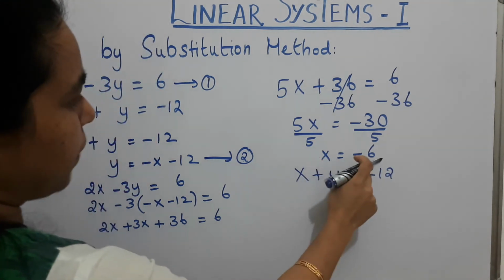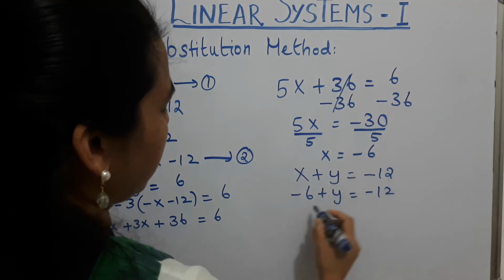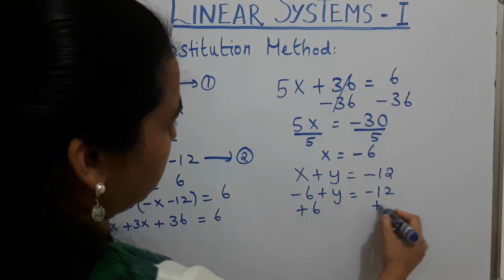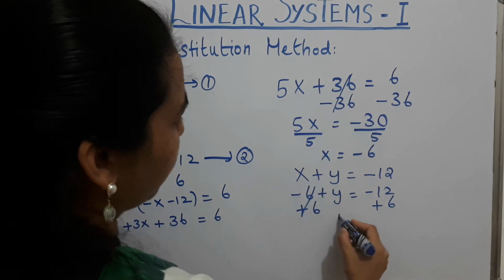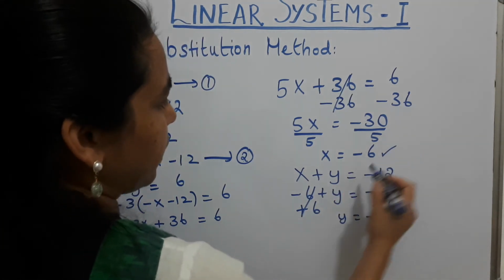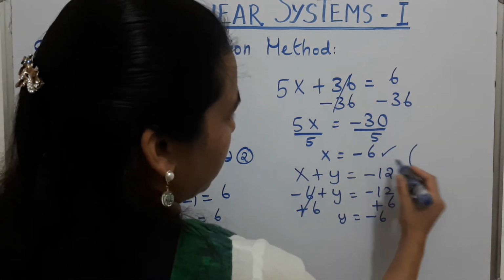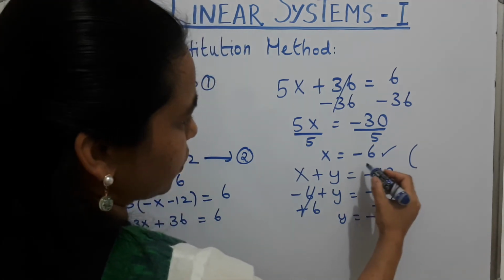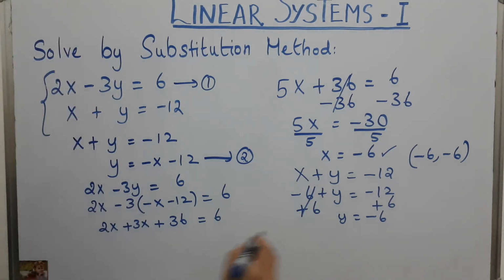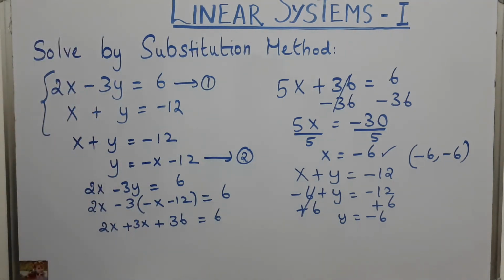The value of x is minus 6, so minus 6 plus y equals minus 12, and then you have to get rid of the minus 6, so plus 6 and plus 6, so this will be gone. So y is equal to negative 6. So the value of x is minus 6 and y is also minus 6. So the solution, you can write it as an ordered pair, (minus 6, minus 6). So this is the answer for the system of equations by the substitution method.